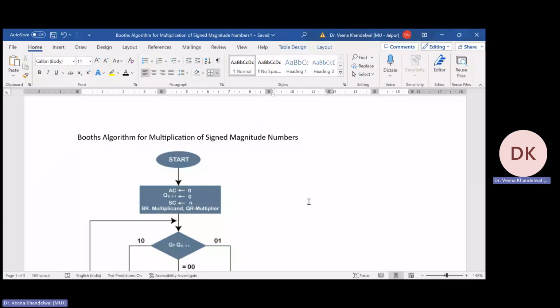Hello everyone. In this lecture we are learning about Booth's algorithm for multiplication of sign magnitude numbers.